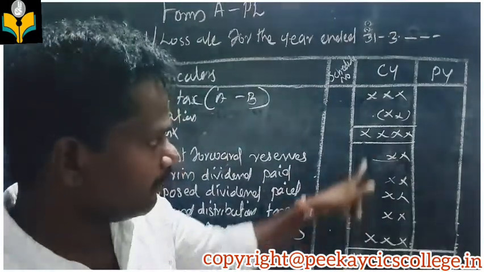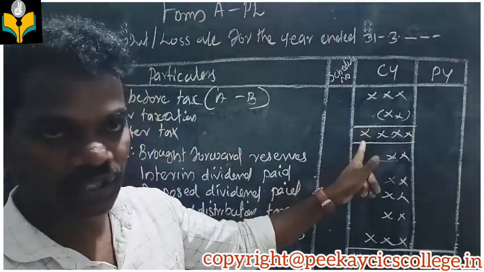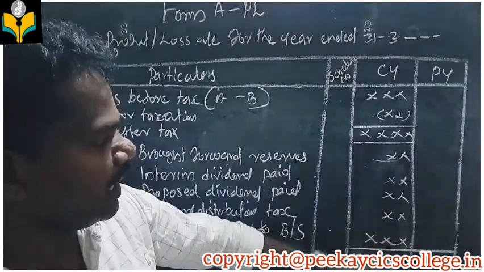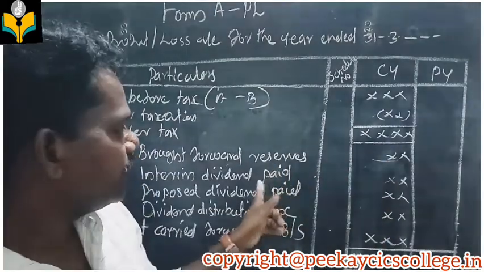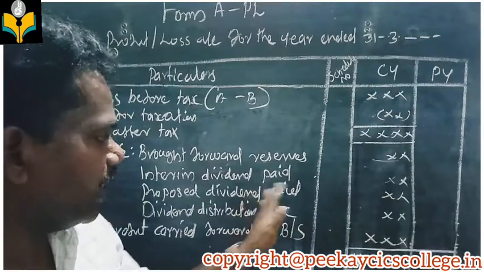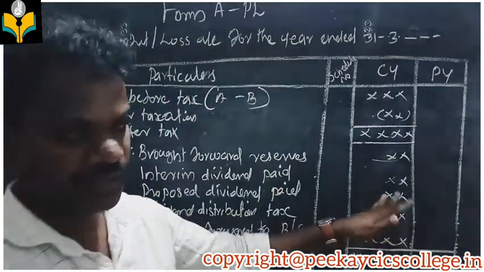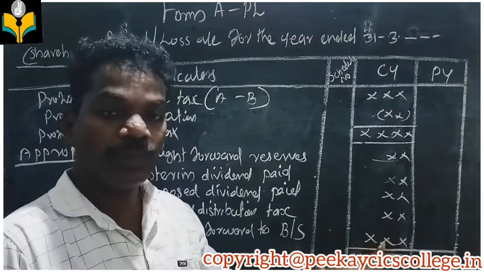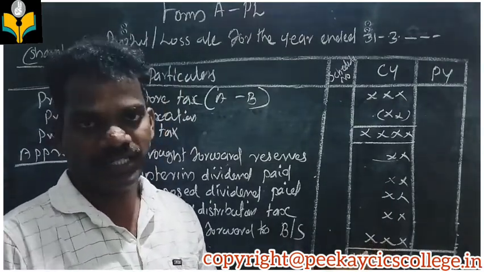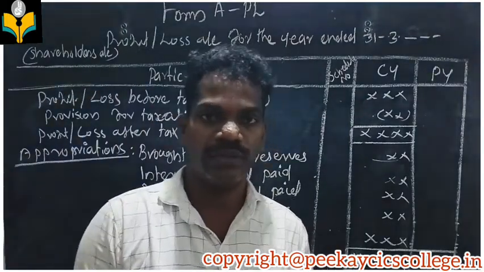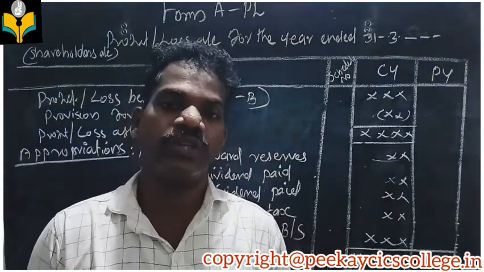Then the same amount, the total of the profit and loss account, is shown here, then deduct from the total amount the reserves, interim dividend paid, then final dividend or proposed dividend paid, or dividend distribution tax paid. Then the balance amount should be carried forward to balance sheet. This is the format of profit and loss account in the case of life insurance business.